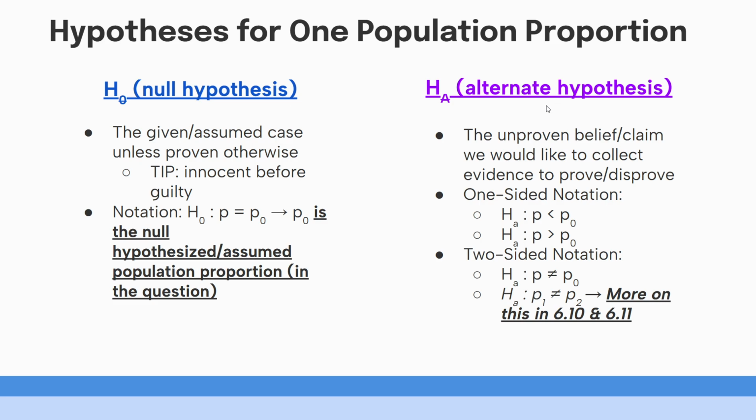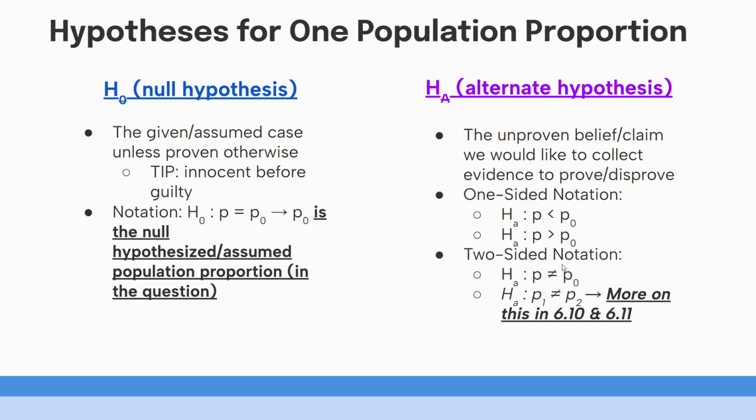The alternate hypothesis is the unproven belief or claim that we would like to collect evidence to prove or disprove. So it's always either one-sided notation. A one-sided notation is either that the alternate hypothesis, the true parameter, is either less than the null or hypothesis assumed population proportion, or it's greater than that.